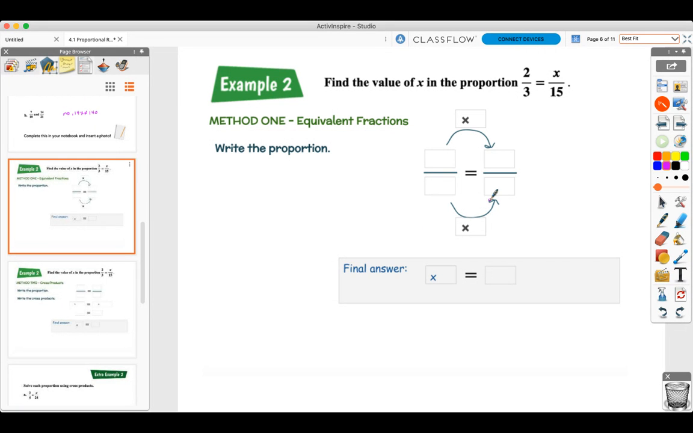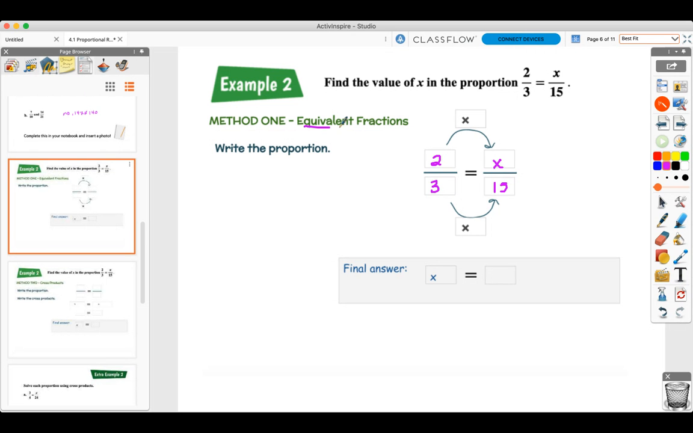All right, example 2. Find the value of x in the proportion. So they're giving you a proportion now. They're saying 2 over 3 is equal to x over 15. You just need to know what the value of x is. So you're going to rewrite that 2 over 3 and x over 15.